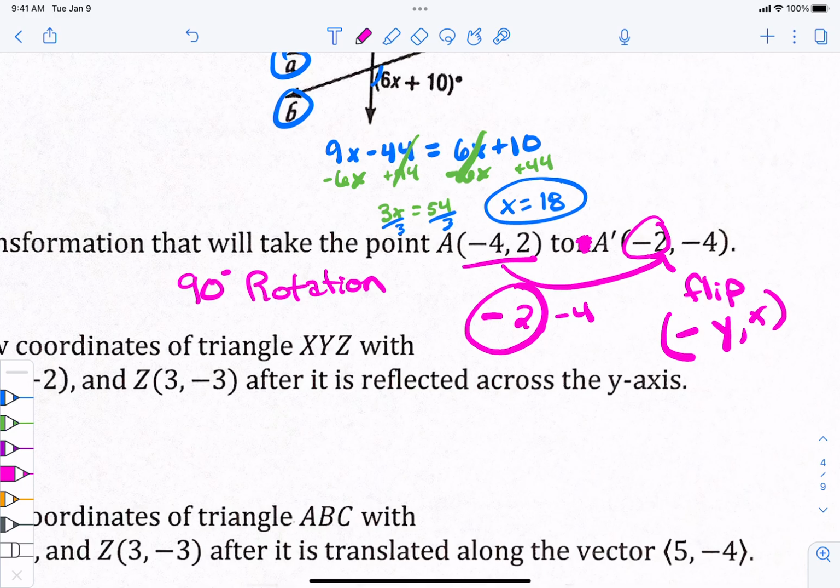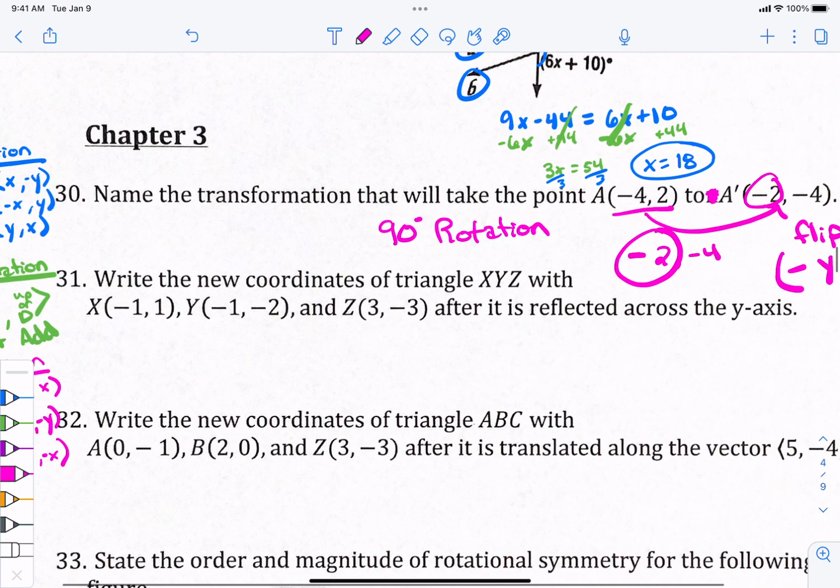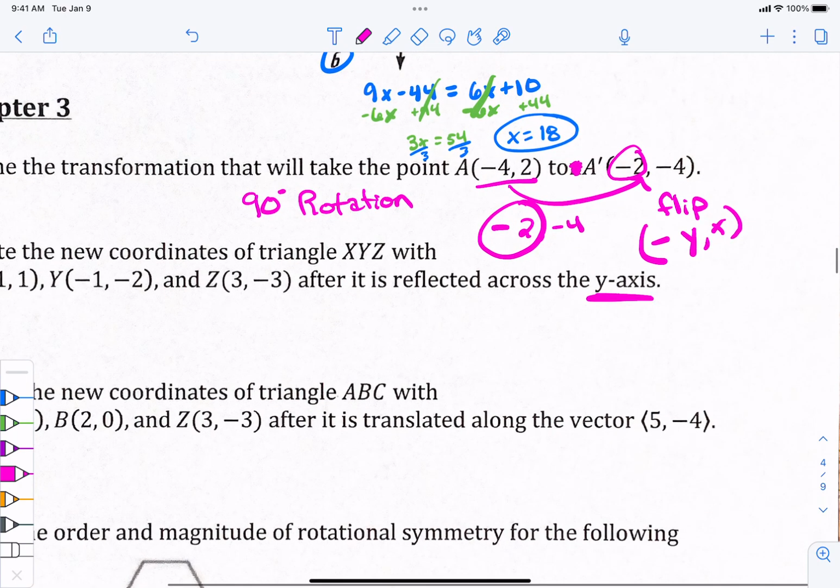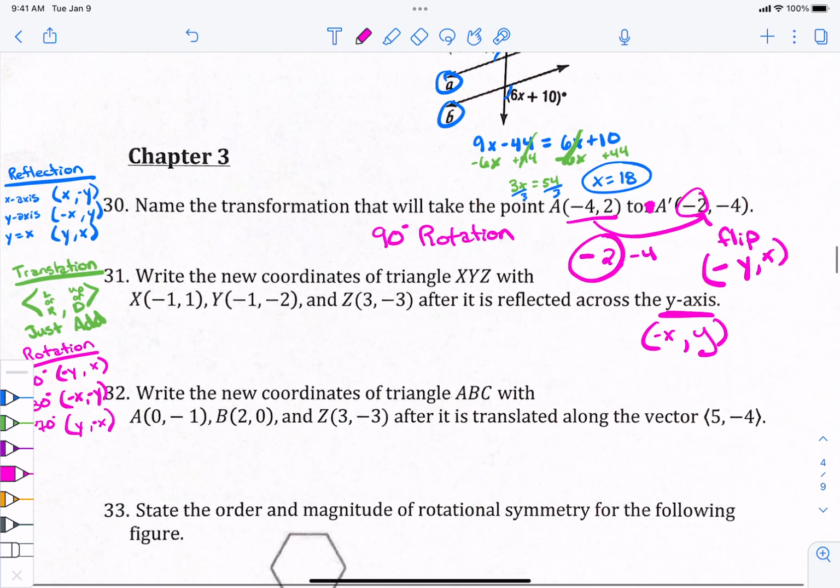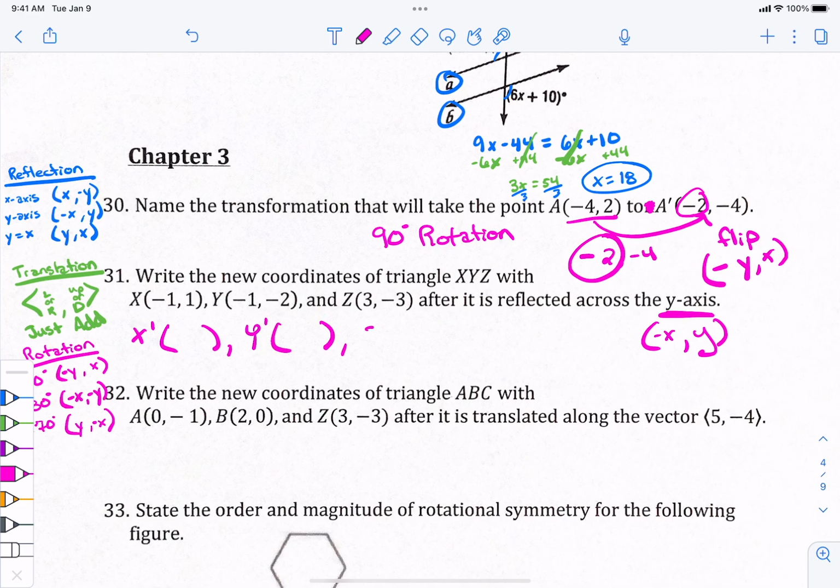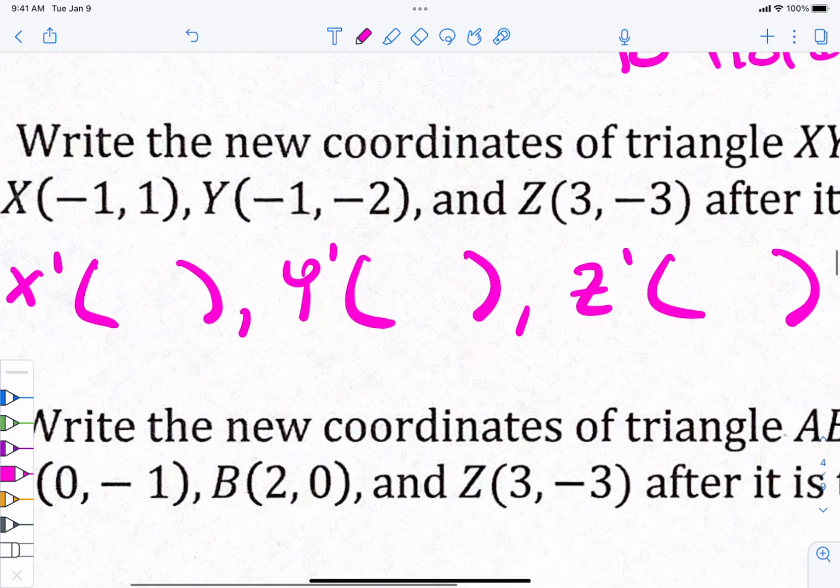All right. Now they give us coordinates, and they want them after they're reflected across the y-axis. So I'm going to write the rule for the y-axis down here. For the y-axis, you just make the x negative. Negative x, y. So x prime, y prime, and z prime. You're just making the x coordinate negative.